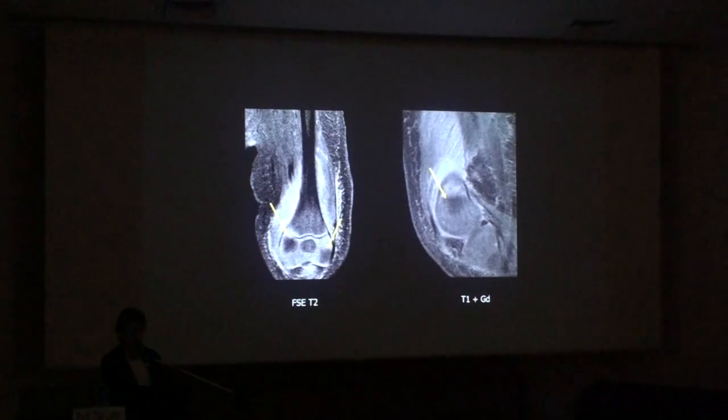Another example of chondritis we can see in the distal femur. There are two foci that don't enhance, so these are developing intrachondral abscesses. And on the sagittal image we can see the same.